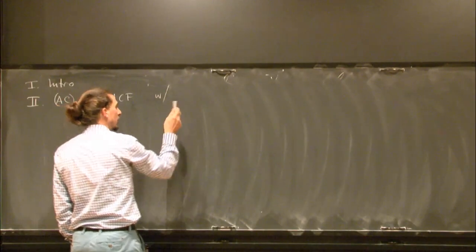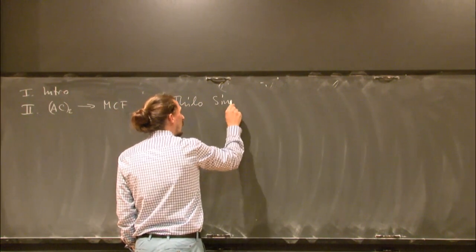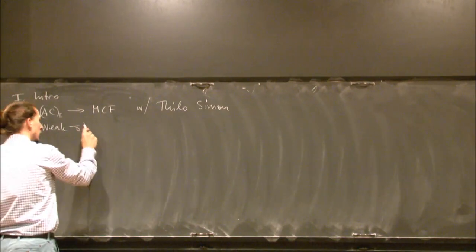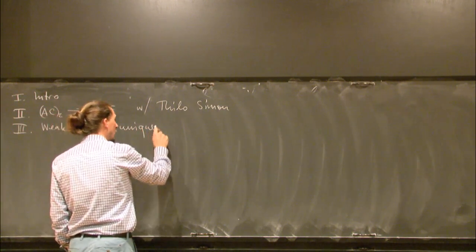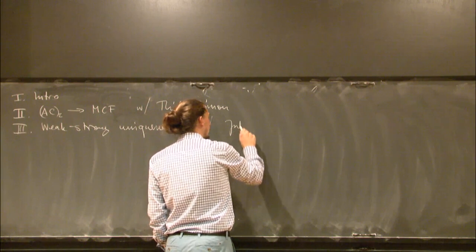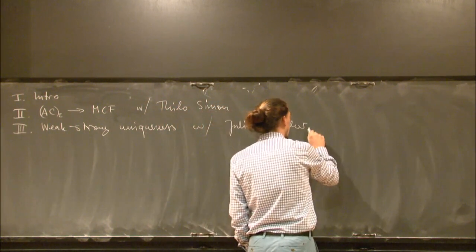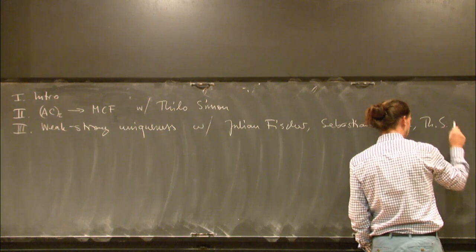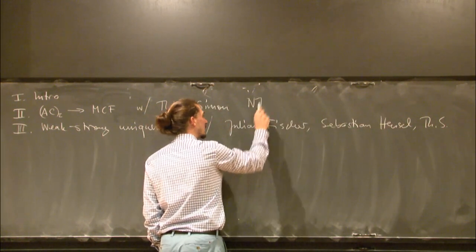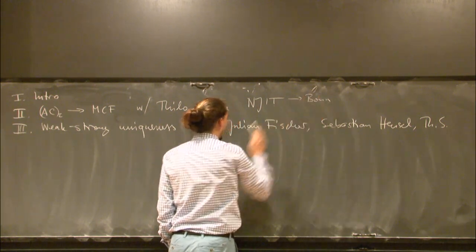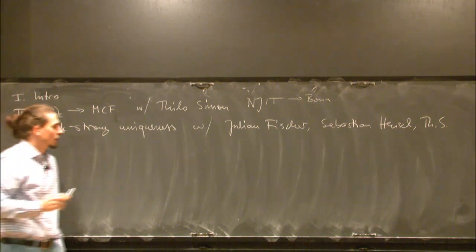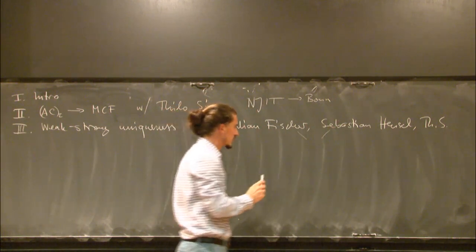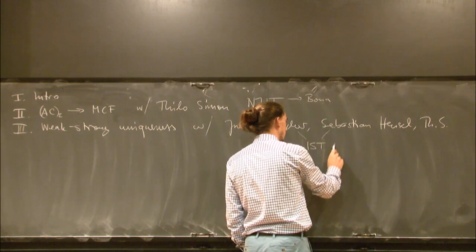So this is going to be a joint work with Thilo Simon. And then in the third part, I want to talk about weak-strong uniqueness. And this is with Julian Fischer and Sebastian Hensel, and again Thilo Simon. So Thilo was not far from here at the NJIT and is now in Bonn. So we met when we did our PhDs in Leipzig. And I met Julian also in Leipzig, and Sebastian is Julian's first PhD student, a very good student, and they're at the IST Austria.